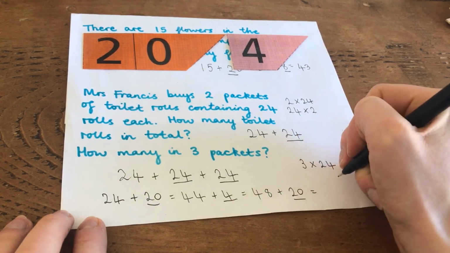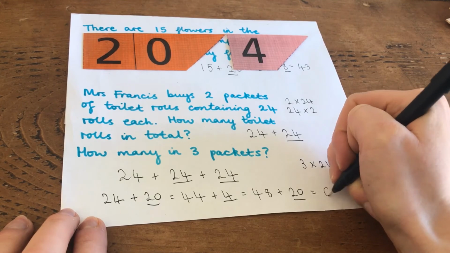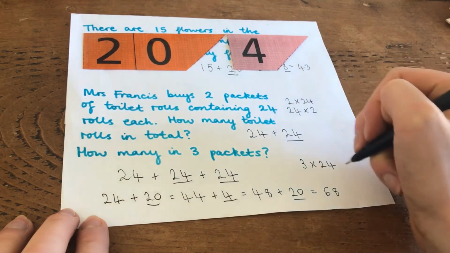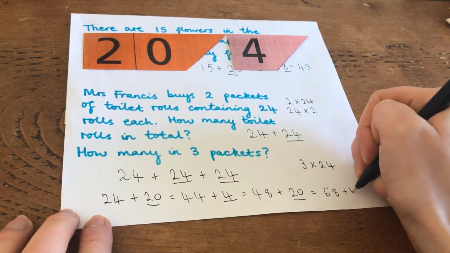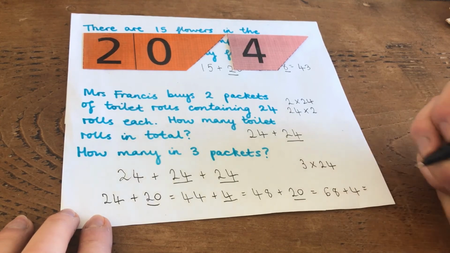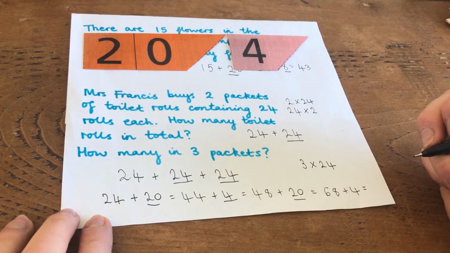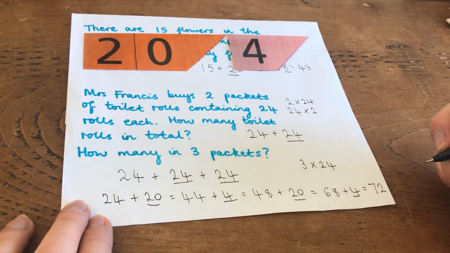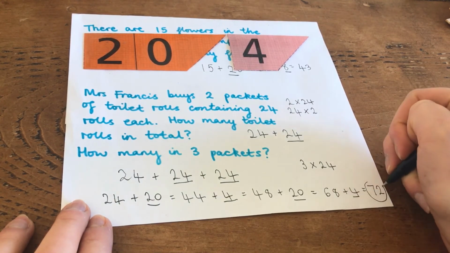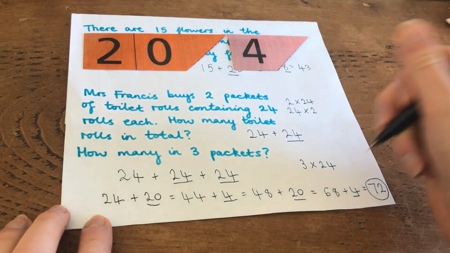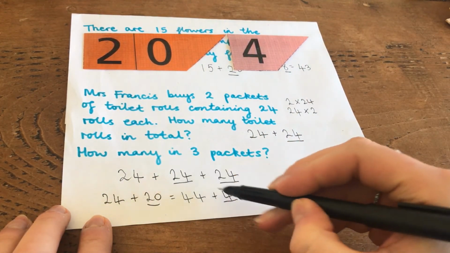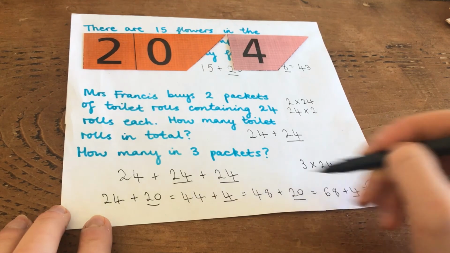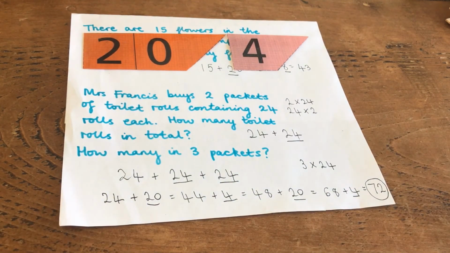What's that? 48 and 20, 68, and then we're going to add on the other 4 there, which is 72. Okay, that's your answer. All right, so you can just do it in stages. So we'll partition this one, 20 and 4, partition this one, 20 and 4. Okay, so that's that question. That will help you with question 6.